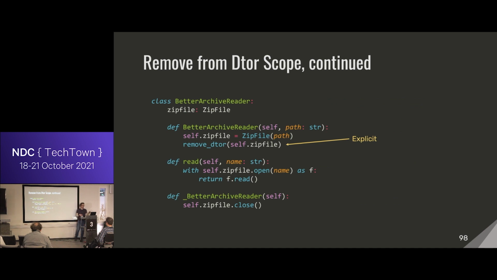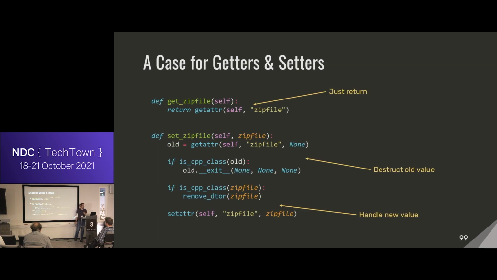Now we can call remove, and we're good to go. But this is still explicit, and we are working on making everything implicit and transparent. So if you have to do something every time we assign to a variable or get the value from a variable, the obvious thing to do is to use getters and setters. So in get zip file, we just return the value from the right attribute. That's pretty straightforward because we don't need to do anything.